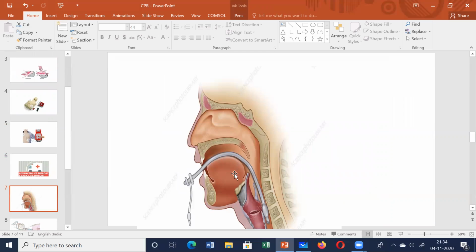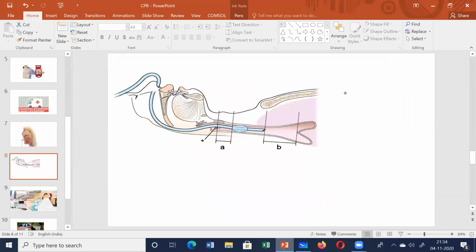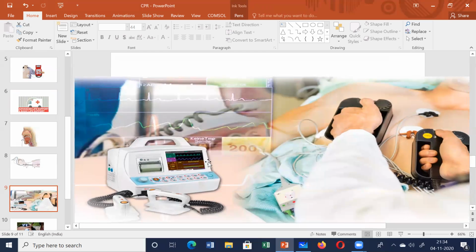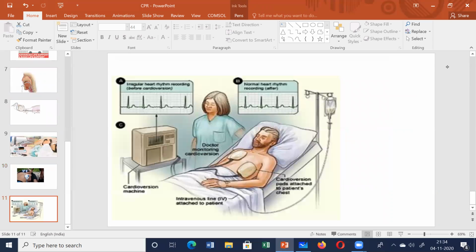In advanced life support, we use special equipment like the endotracheal tube and the cardiac monitor. You monitor the rhythms, and you can see we are giving defibrillation of the heart. So this is all about your CPR. CPR is a very important topic. You should know the 2 basic things of CPR, that is BLS and ALS.